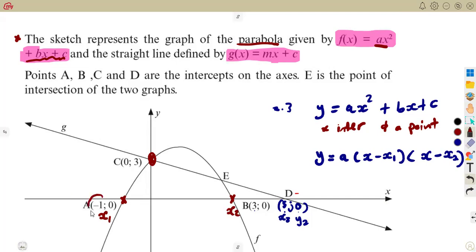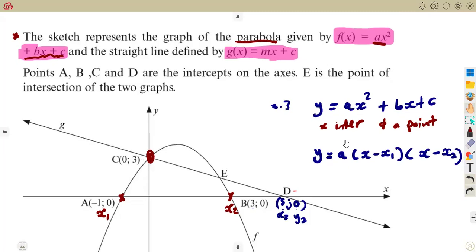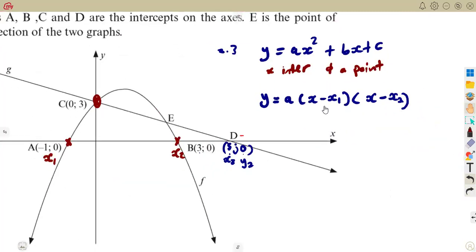The x values, what is our x here? Minus 1. What is our x here? 3. So guys, working with these functions, you see, we could have done this equation, but now on top of another question, they can ask you to find that equation of a parabola. All right, so let's substitute, guys. Y is equal to a into x minus x1, substituting the x value, minus 1. So it is minus minus, which is a positive. So that's x plus 1 into x minus our x2, which is 3 at B there. So that's x minus 3.